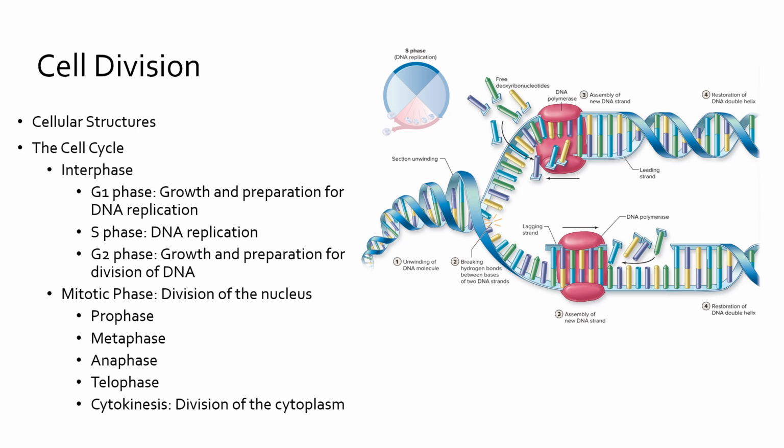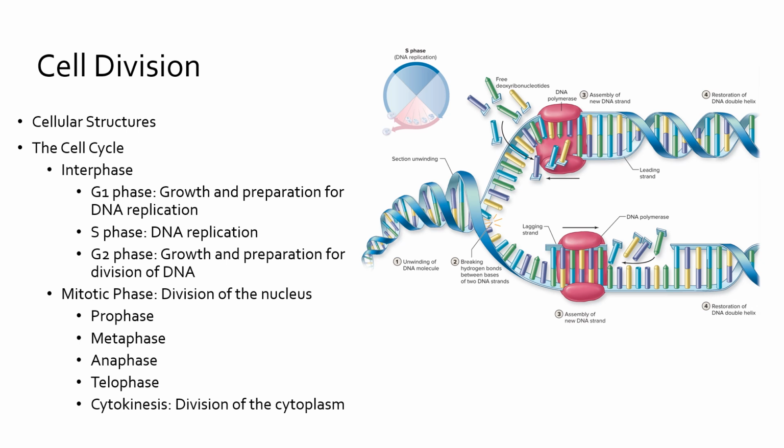In the mitotic phase or M phase, divided into mitosis, nuclear division, and cytokinesis, cytoplasmic division. In mitosis, you have prophase, where the chromatin condenses into visible chromosomes. The nuclear envelope begins to break down. Spindle fibers emerge from the centrosomes. Centrosomes move to the opposite poles of the cell.